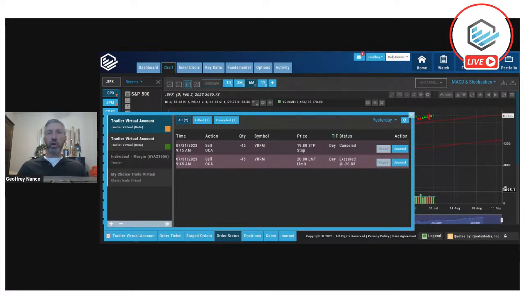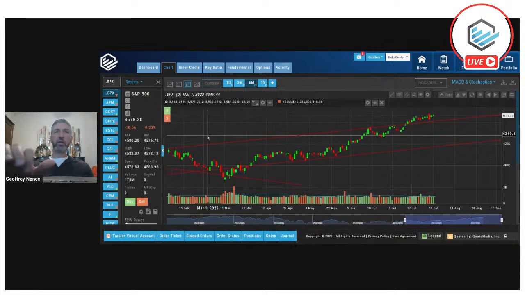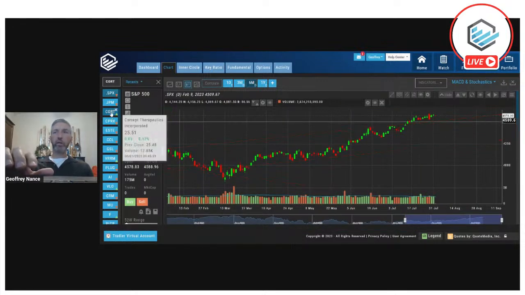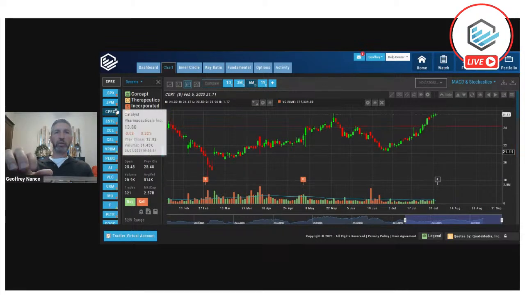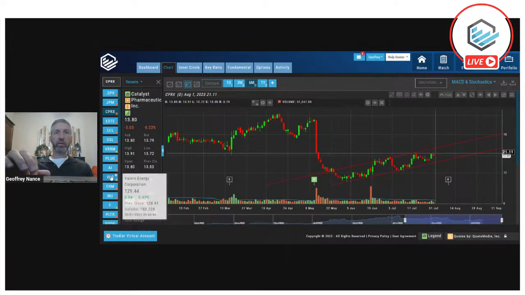Now, once you're actually in that trade, there are other things that you could do, but let's not go there yet. Let's talk a little bit about a limit order. So let's go out there real quick and we'll come back to this trade here in a second. But let's say we wanted to go buy CORT. Well, they have earnings tomorrow, so we won't do that one. Let's go ahead and get rid of that. See if there's anything up.